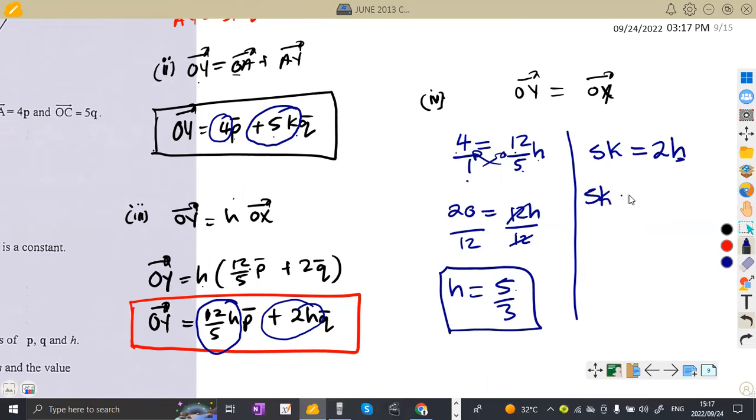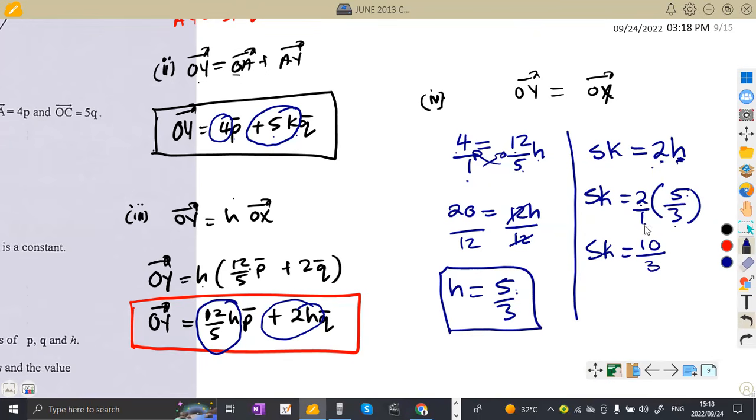So 5k is equal to 2 times 2h, which means 2 times h, of which your h is 5 over 3. So if you multiply, 5k is going to be 2 times 5 over 3. You can use your calculator, or 2 over 1. 2 times 5 is 10 over 1 times 3, which is 3.